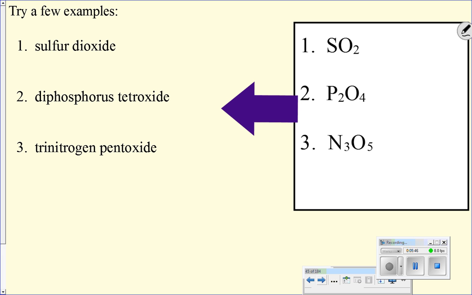So sulfur, we dropped that mono on the first one, so that's just 1 sulfur, 2 oxygens. We have 2 phosphoruses and 4 oxygens, 3 nitrogens, and 5 oxygens. So hopefully those are pretty straightforward. Usually people find this to be a pretty easy type of naming.